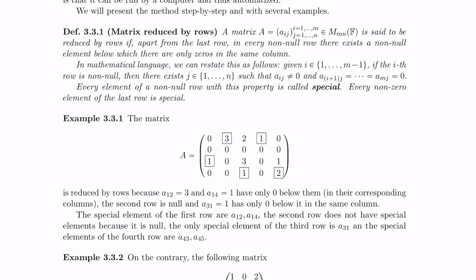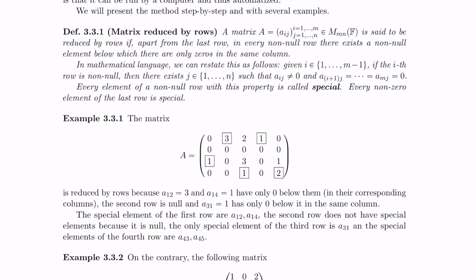Now that we have provided two examples, let's get back to the definition. Every non-null element of a row that makes a matrix reduced by rows is called special. Moreover, every non-zero entry of the last row is considered special. Following the previous analysis on the matrix A, we have that all the special elements of this matrix are those surrounded by a box.